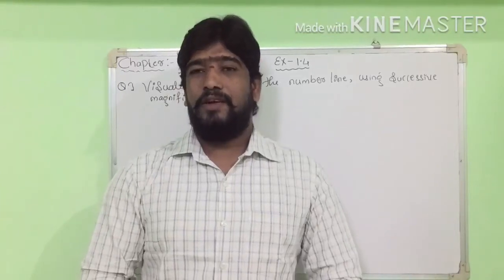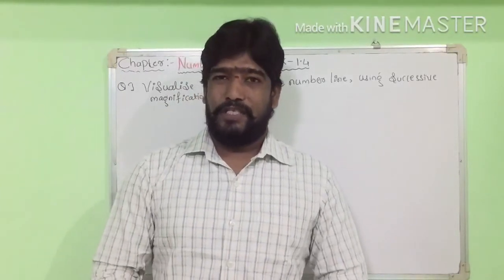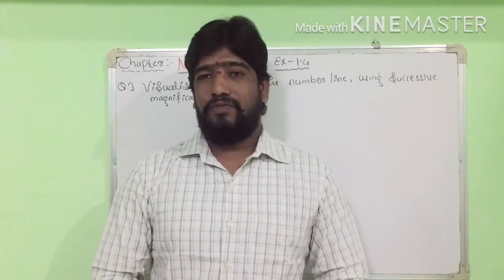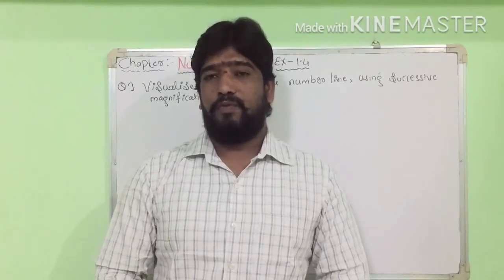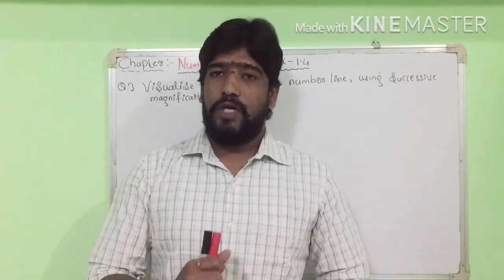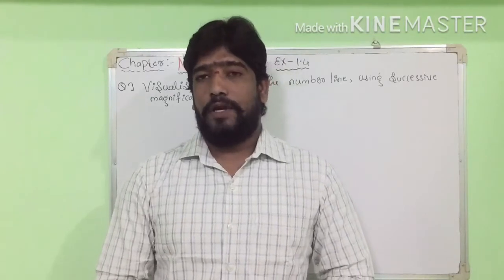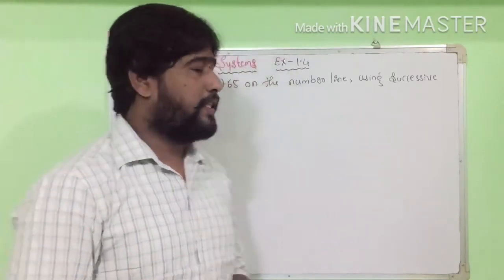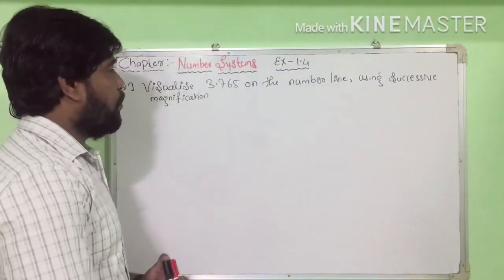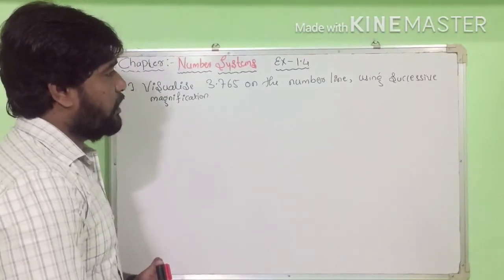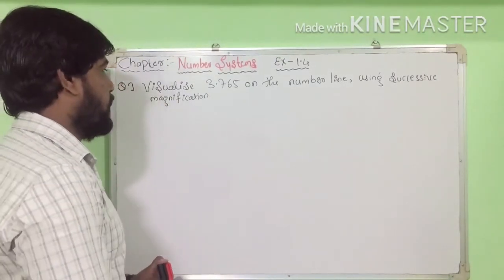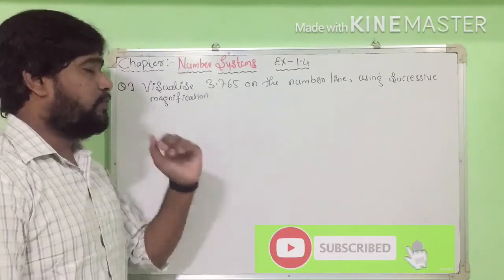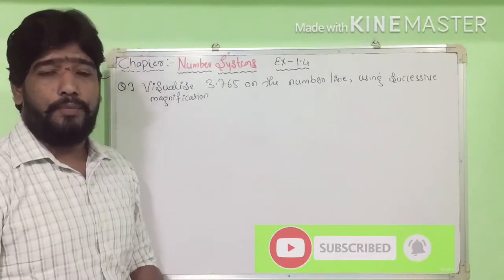Welcome back, students. We are discussing number system. In a previous class we studied exercise 3, right? So today we will discuss exercise 4. The first question is to visualize 3.765 on a number line using successive magnification. So here we want to show this number on a number line.